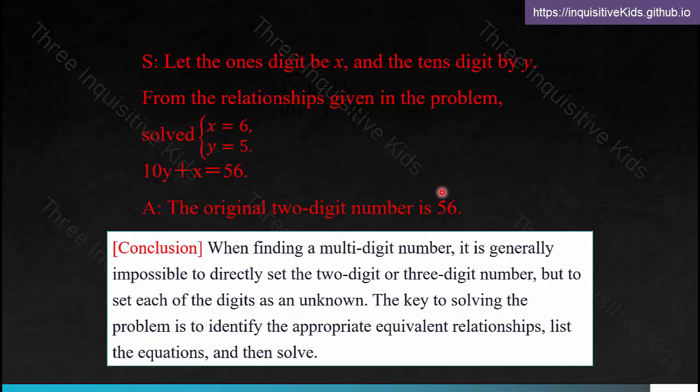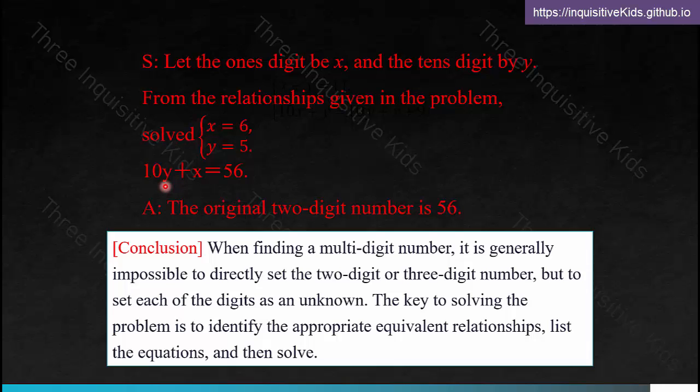Alright, so let's set x as the ones digit and y as the tens digit. Solved, x is equal to 6, y is equal to 5. Therefore, and this isn't even the final answer, we still have to put them back as 10y plus x, and that's equal to 56. So the final answer would be 56.